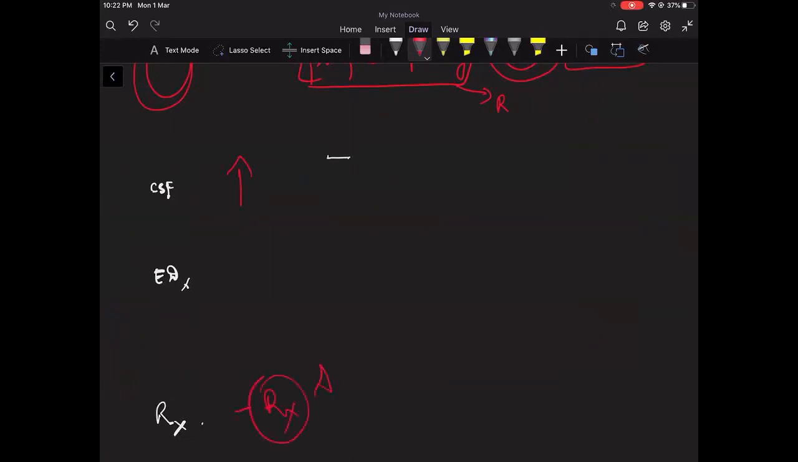Corynebacterium diphtheriae can involve the heart and nerves also. The cardiomyopathy can improve very well when we give antitoxin. But with respect to the neuropathy, when we give antitoxin, the outcome is not so good.